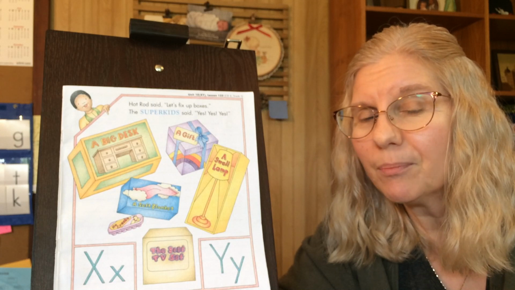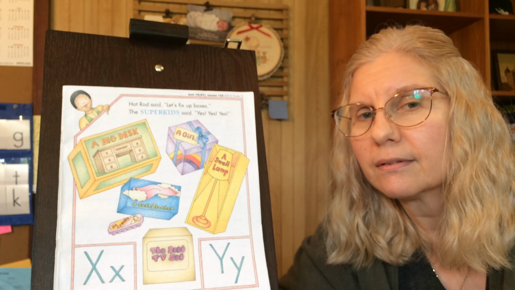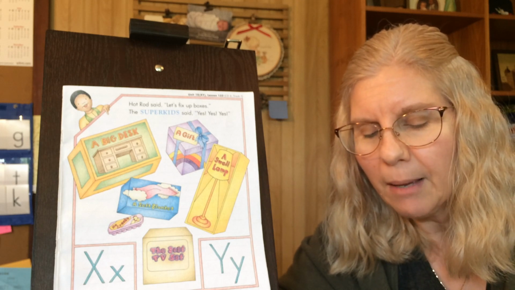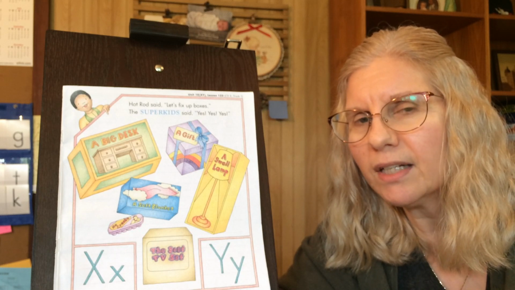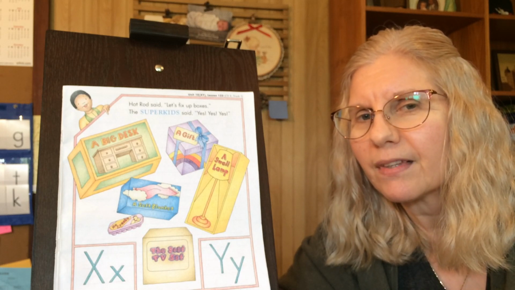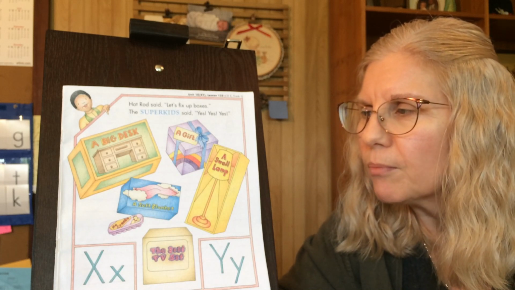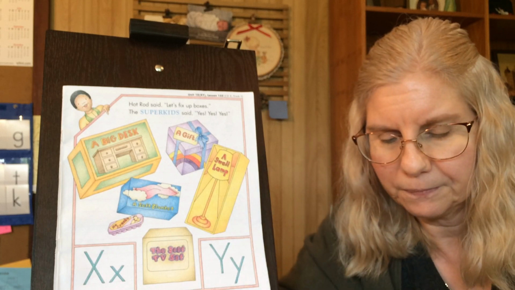No. Can't be circling any more boxes. How many boxes do you have circled? If you said two, you're right. We're on to the next word. Mix. Does mix have an X in it? Yes, it does. It has an X at the end. Circle one more box. Now you should have three boxes circled.